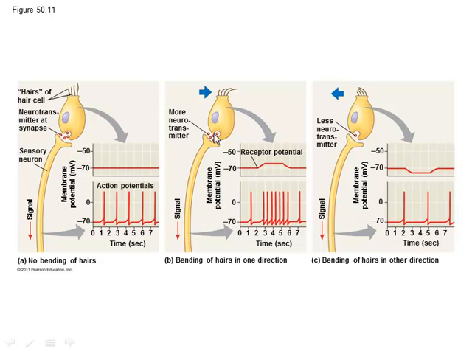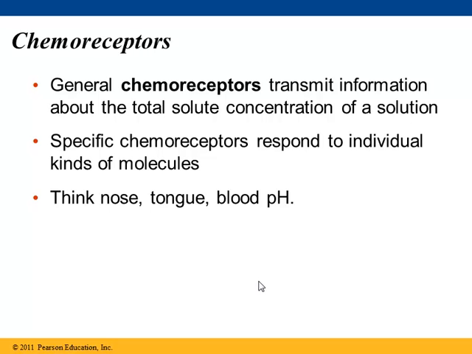Because maybe what the neurotransmitter did was it hyperpolarized the cell. Neurotransmitters don't always lead to an action potential. Sometimes they inhibit an action potential. So always remember, it could be excitatory, it could be inhibitory. Don't assume.